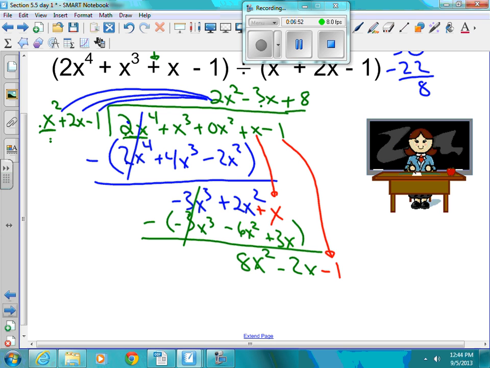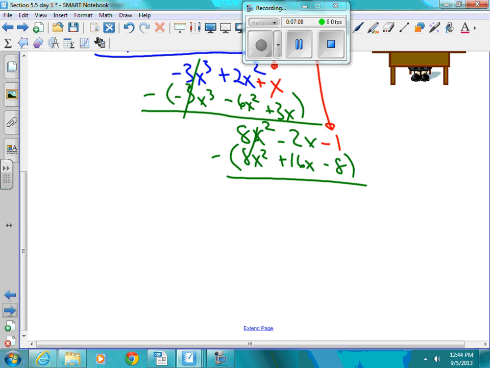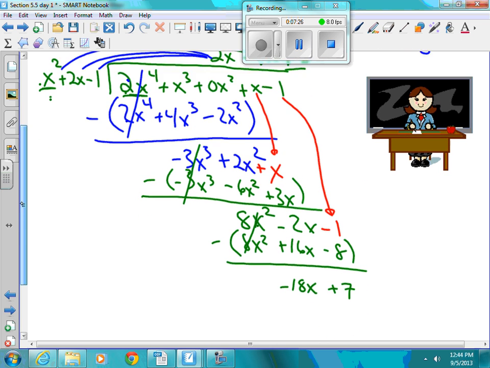8 times x squared is 8x squared. We distribute again. 8x squared, 8 times 2x is 16x, 8 times negative 1 is negative 8. We are going to subtract these terms. We get the x squared to cancel. Negative 2x minus 16x is negative 18x. Negative 1 minus negative 8 would be plusing 8, or a positive 7. There is nothing left for us to divide by up here, so we are done.